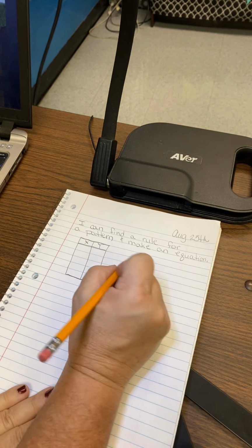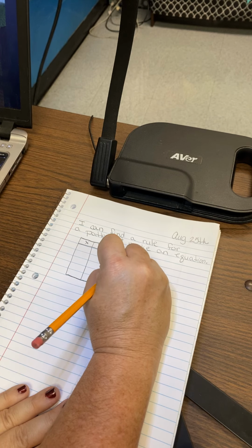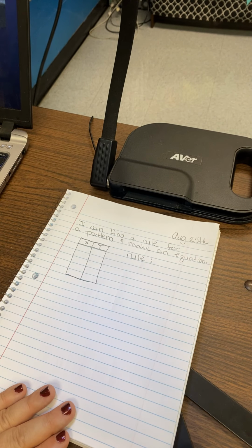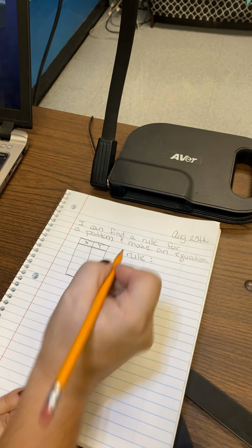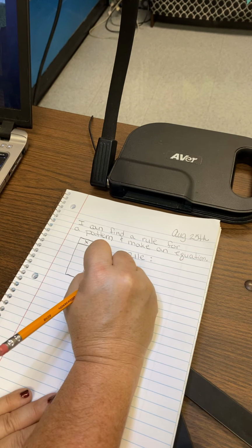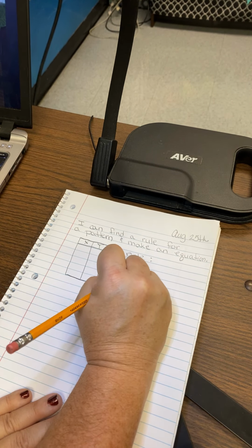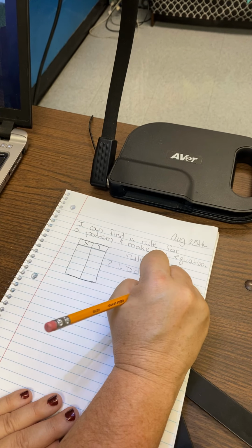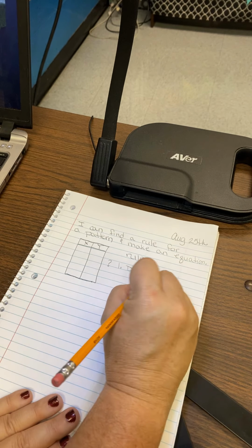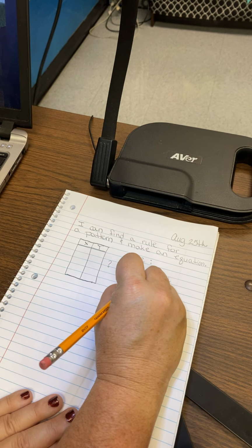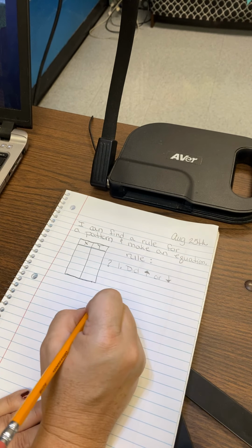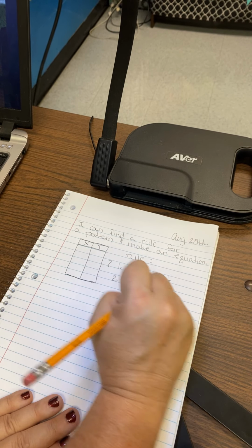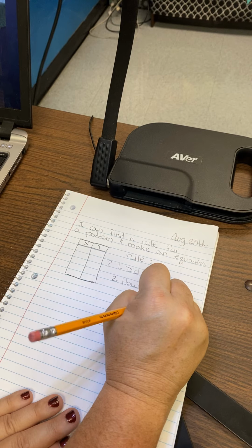So now off to the side of that, we're going to write rule, because we're going to have to find our rule. And we know our question number 1 was did I increase or decrease? So I'm going to do my up arrow. Yes, this is exactly what we did yesterday. And my second question is how much?